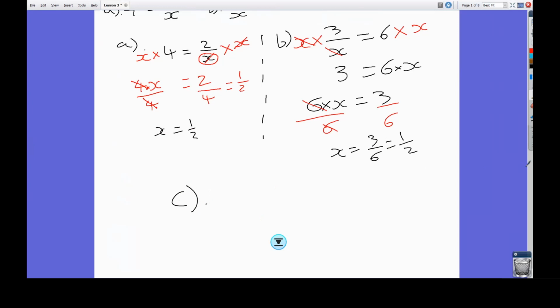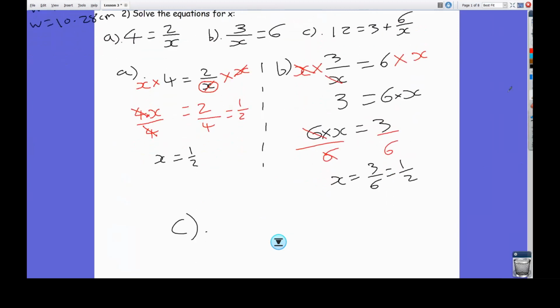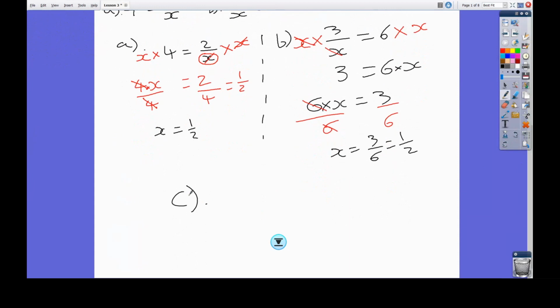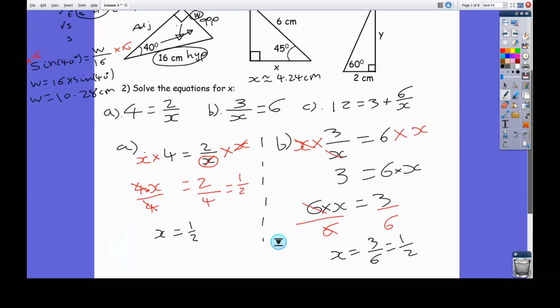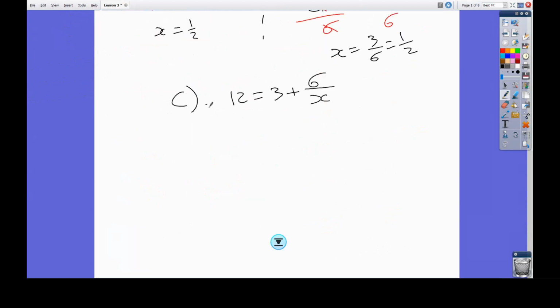And finally, C is a bit trickier. This isn't really relevant today. I just wanted to jog your memory. These A and B are relevant. C is a little bit more tricky, but no problem for us, I guess. We have 12 is equal to 3 plus, I believe I did 6 over x. Okay, so let's have a go at solving this.